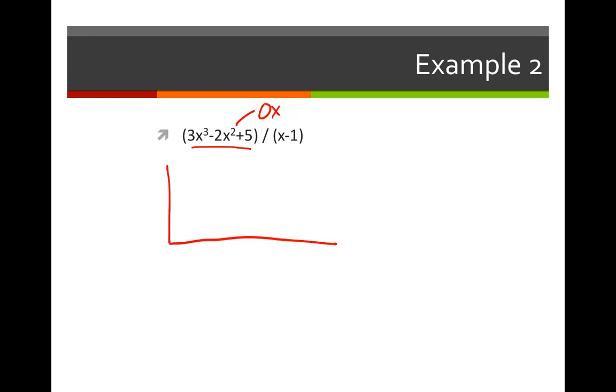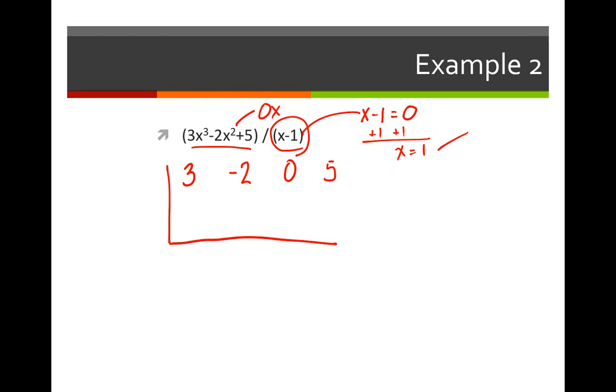So then when I put those coefficients in, I've got the 3x to the third, a negative 2x squared, a 0x, and a 5. Then I need my 0. So I take x minus 1, set it equal to 0. So that gives me x equals 1. So that 1 is what goes outside of the box.